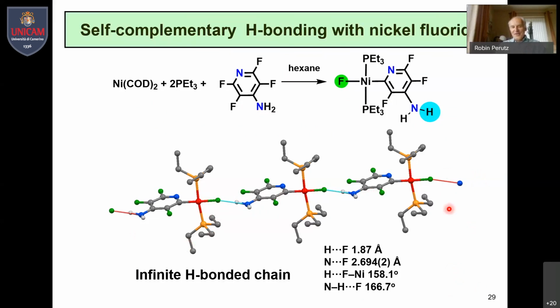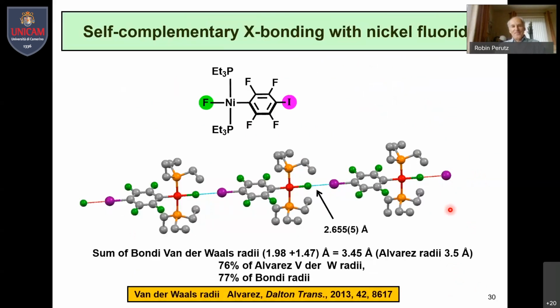The same principle goes for the halogen bonds. So this time we have the nickel fluoride with the tetrafluoroiodophenol group, and the iodine in the 4 position, set up for the halogen bonds. And this forms this linear chain. Here, green is fluorine, the magenta is iodine, and there we have that interaction.